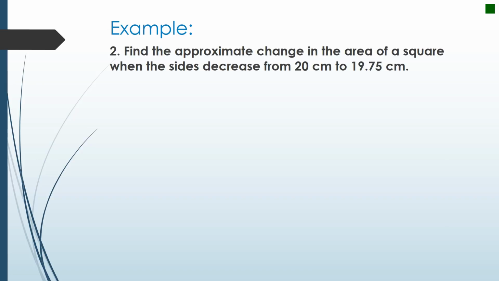In example 2, we need to find the approximate change in the area of a square when the side decreases from 20 cm to 19.75 cm. So we have a square here with side x cm. According to the question, we need to find the approximate change in the area. If A represents area, we need to find delta A.